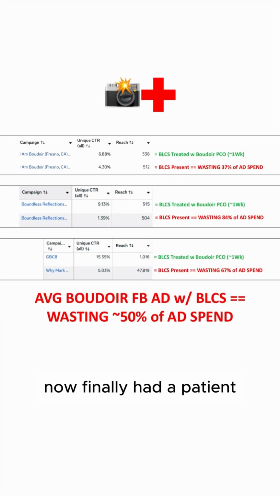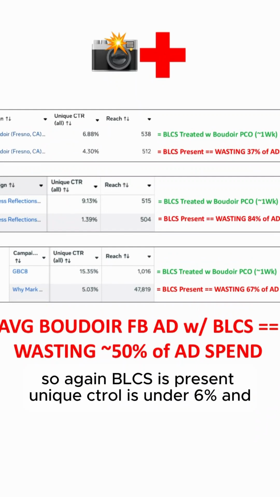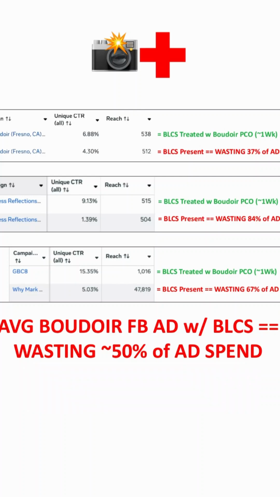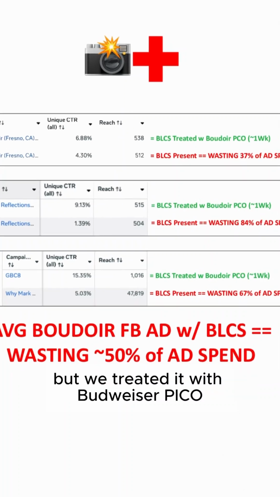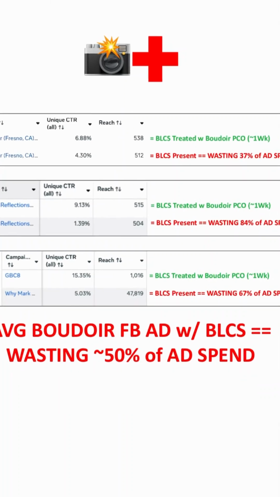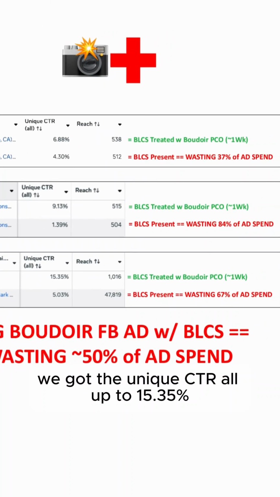Now, finally, had a patient whose boudoir Facebook ad had a unique CTR of 5.03%. So again, BLCS is present. Unique CTR is under 6%. And we actually did a lot with this one. But we treated it with boudoir Pico. Took about a week. We got the unique CTR up to 15.35%.